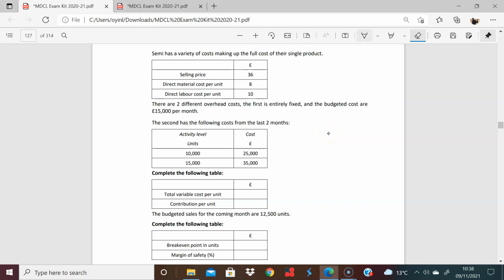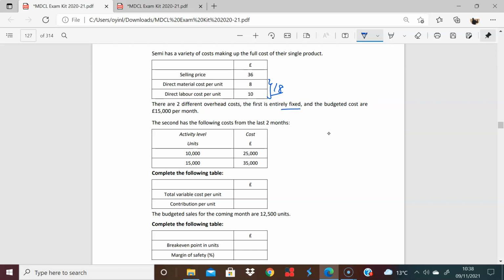So this last question is an interesting one. I'll be surprised if you get something like this, but it's good you're doing this. If you get a chance to do this type of question, that's great. So you have your natural, obvious variable costs in this question of 18. That's good. And then it tells you there are two different overhead costs.